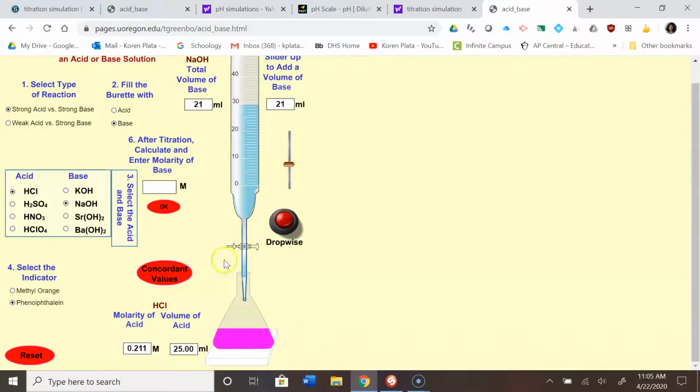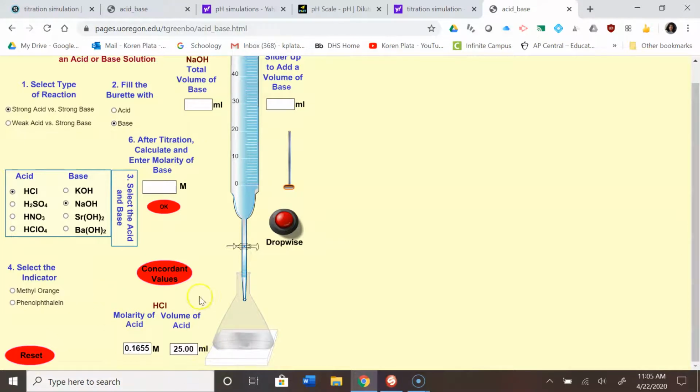Maybe I can't. All right, so we're going to reset this. That's what happens if you overshoot. If you add too much base, it gets really bright pink and you've missed the end point. The point where you've just neutralized all the acid with the base is called the end point.